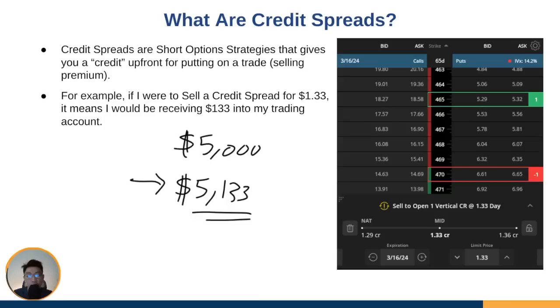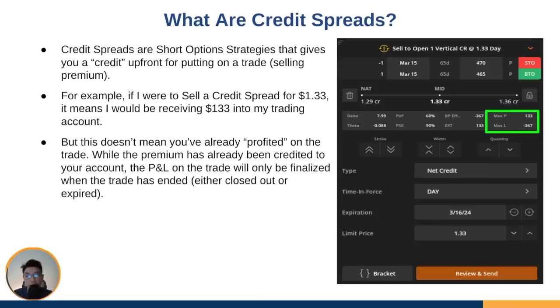Here's a very important thing to understand when you put on this credit spread. It doesn't mean that you've already profited on the trade. While the premium has already been credited to your account, the P&L of the trade will only be finalized when the trade has ended. And what do I mean by ended? Ended just means that either you have already closed out your trade or you wait until it expires. Every option has an expiration date. So either one of them, right? Either you close it out or wait until the trade expires. That is when the trade has ended, and then you see your P&L.